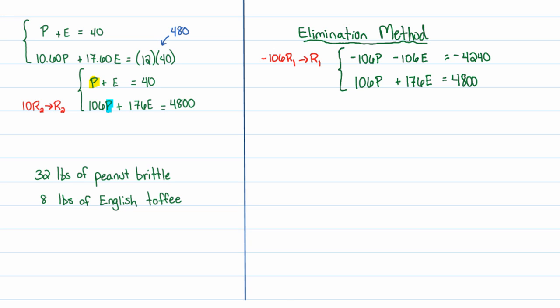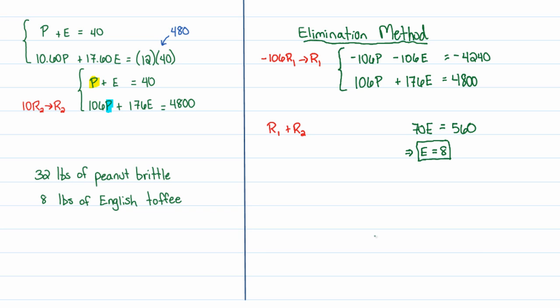And then the important part about the elimination method, after you've made these coefficients opposite for one of the variables, is that you add up those rows. So row 1 plus row 2. Here we go. If I add up these rows, I have a negative 106p plus a positive 106p. Those cancel. Negative 106e plus 176e just becomes a 70e. And negative 4240 plus 4800 becomes a 560. Divide both sides by 70, and you'll get that e is 8.